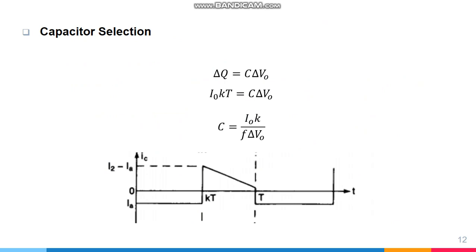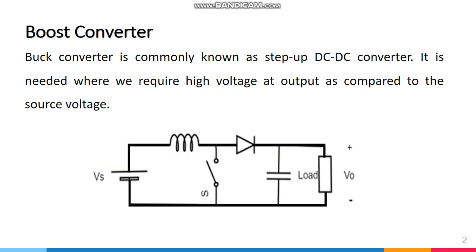The capacitor waveform is like this. When we were talking about the first mode, when the switch was in operating condition, the diode was out of circuit. This capacitor was supplying current to the load. So the current at this point is 0. Since this is in reverse bias condition, no current is flowing from the source side to this side.